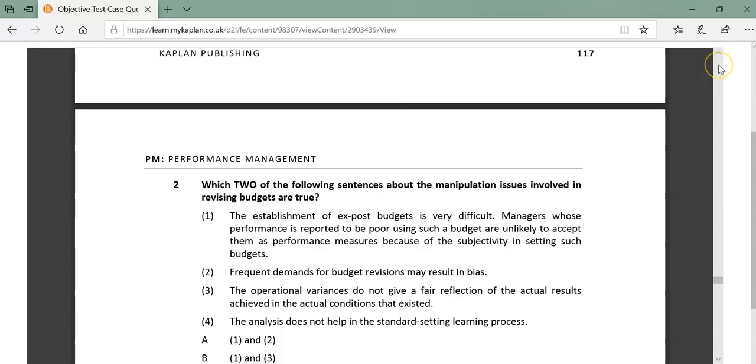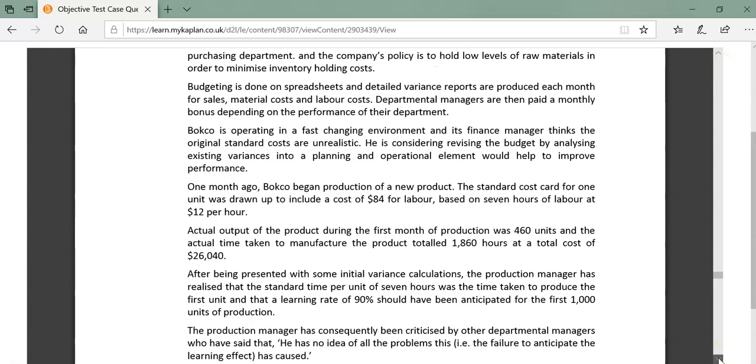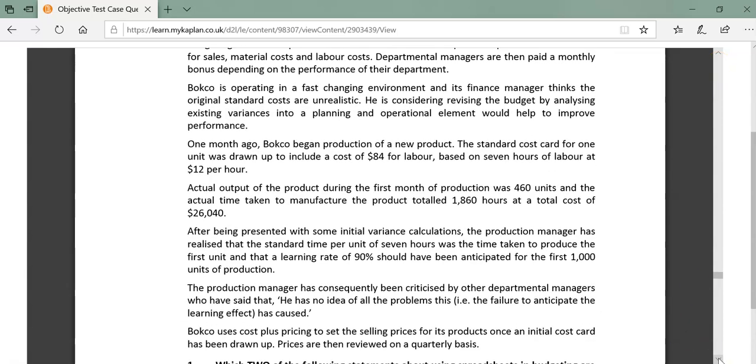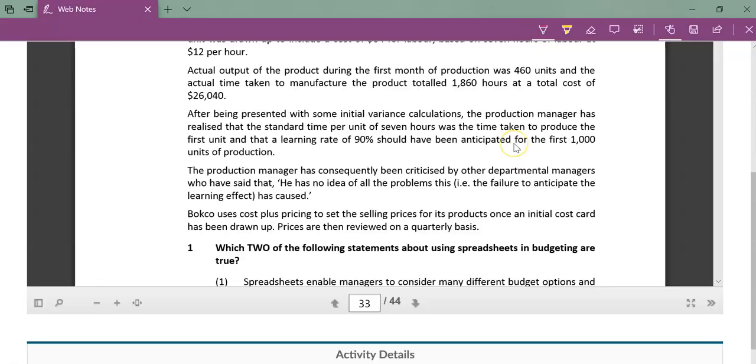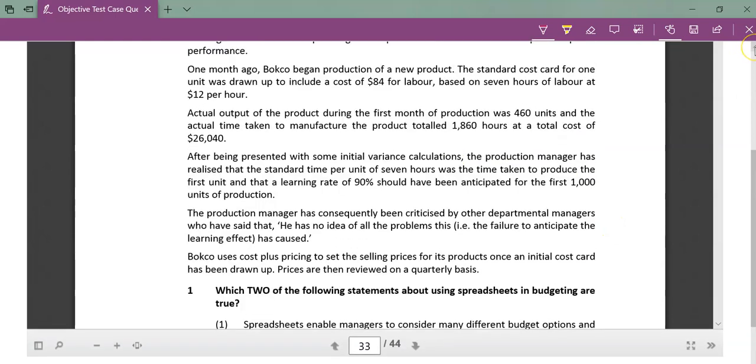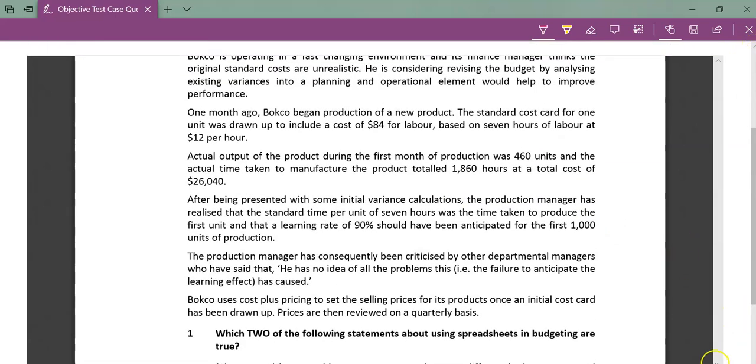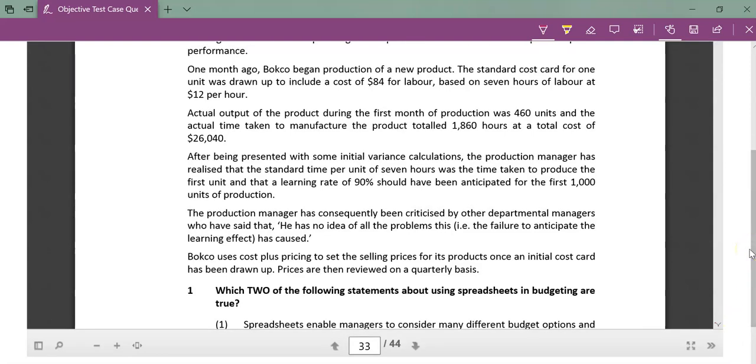Let's go back and see the problem here. I'm almost going to try and do it on this screen, otherwise I'll move on to a spreadsheet. So our friend here says that 1 month ago, these people began production of a new product. The standard cost card for one of these units was drawn up at a cost of £84 per labour, based on 7 hours of labour at £12 an hour.